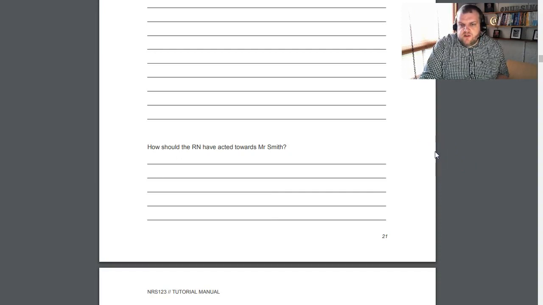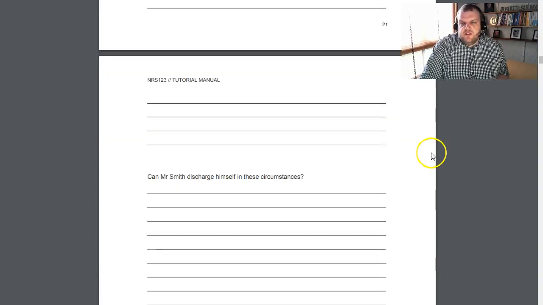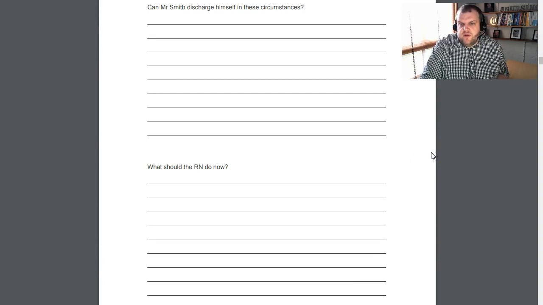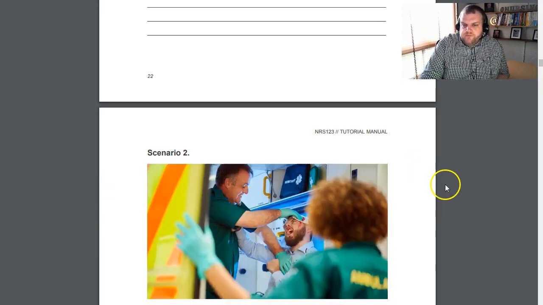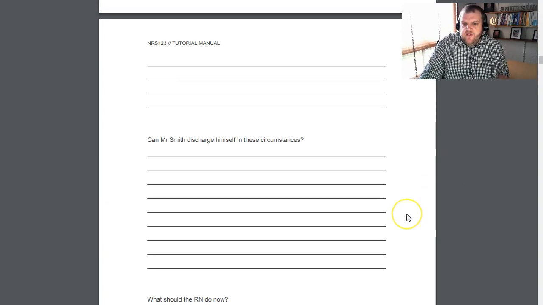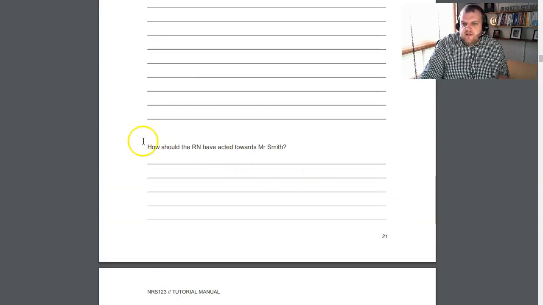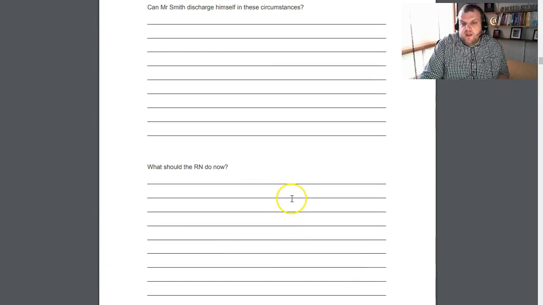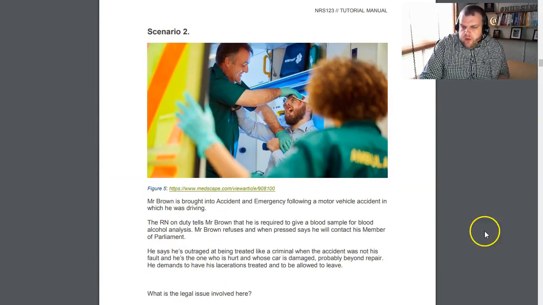And how should the nurse have acted towards Mr. Smith? So you can talk through the right course of action. Can Mr. Smith discharge himself in these circumstances? You can talk about capacity to make that decision, and what should the RN do now? Given that it says, how should the RN have acted, hypothetically, what would have been better if the nurse had done it? But given that this is what's happened, this is the end of the scenario, what should the registered nurse do at this point? That's what that question's asking.